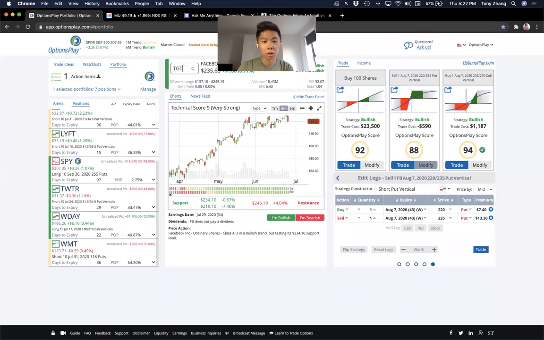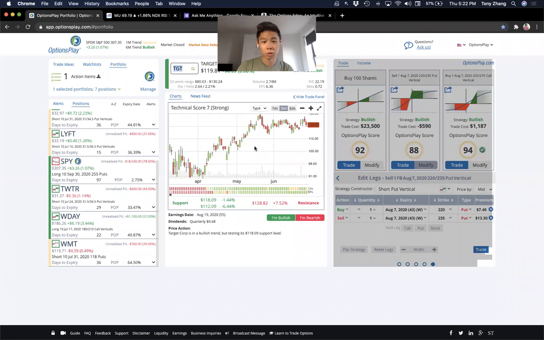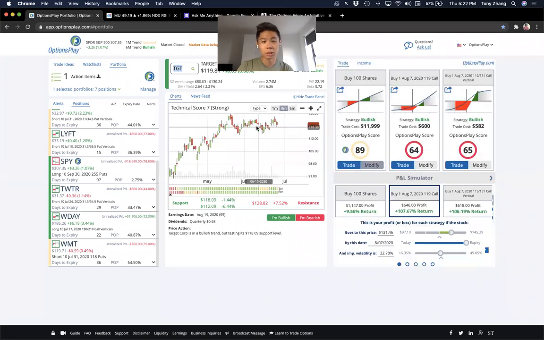Target has been particularly strong, especially with an uptick in COVID-19 cases. I think Target is going to be relatively strong, but again, selling put spreads would be my preference.